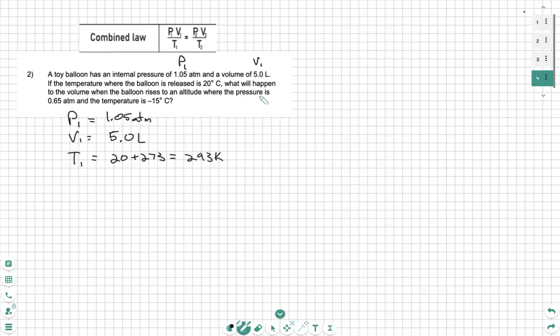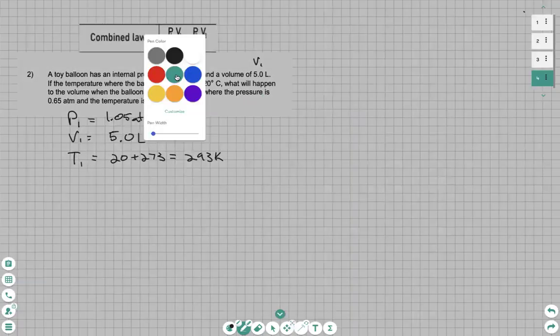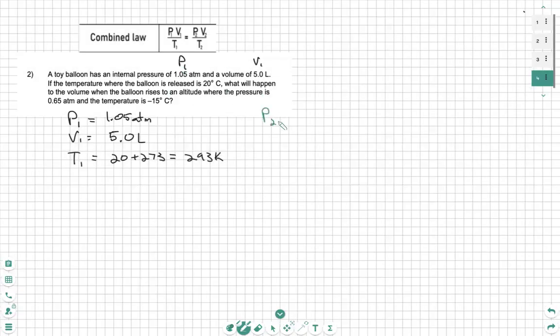Next, when we finish reading the second part of that sentence, we see that after it rises, we have a final pressure of 0.65 atm and a final temperature, because the temperature changes, of negative 15 degrees Celsius. Remember, we have to convert that to Kelvin. So we're going to do that, and we see we have 258 Kelvin for our T2. What they then ask for is, what is the volume? So we are given everything but the volume.